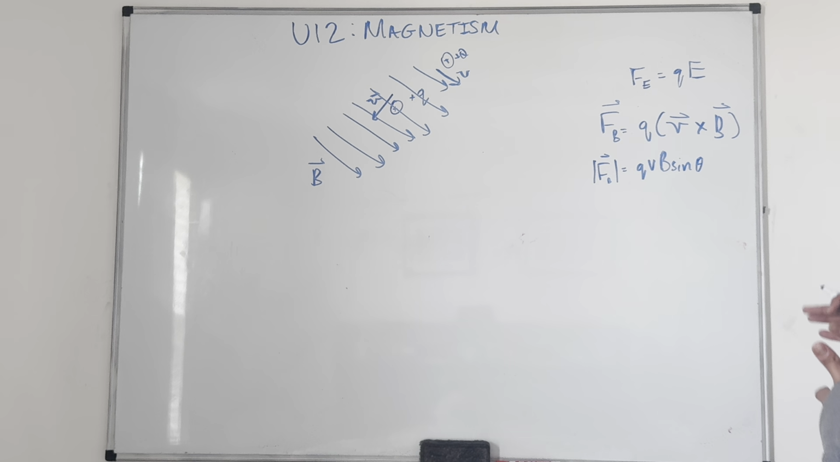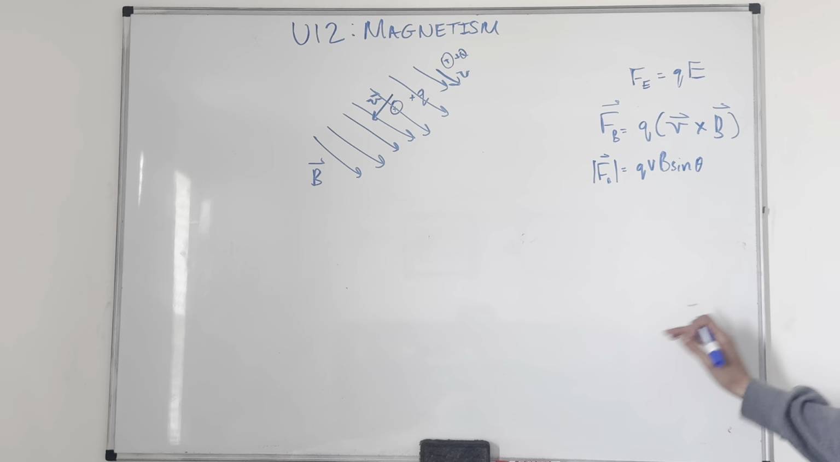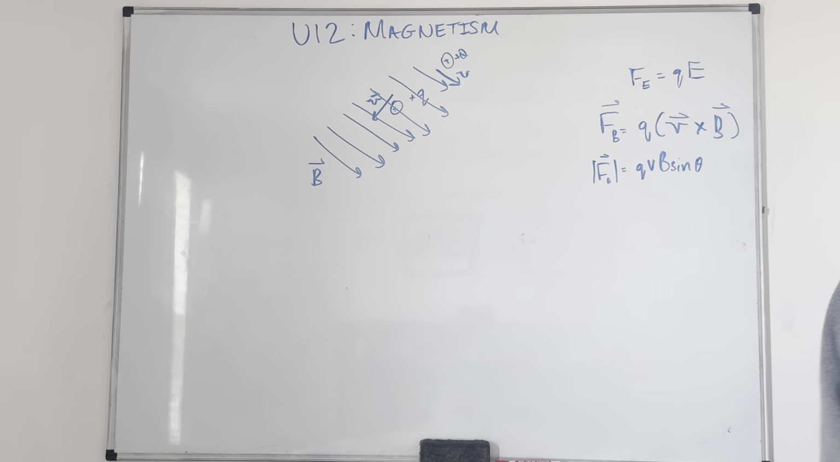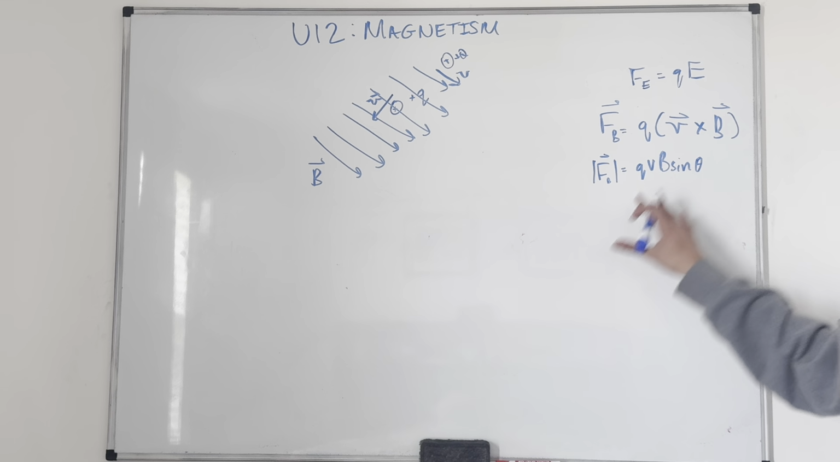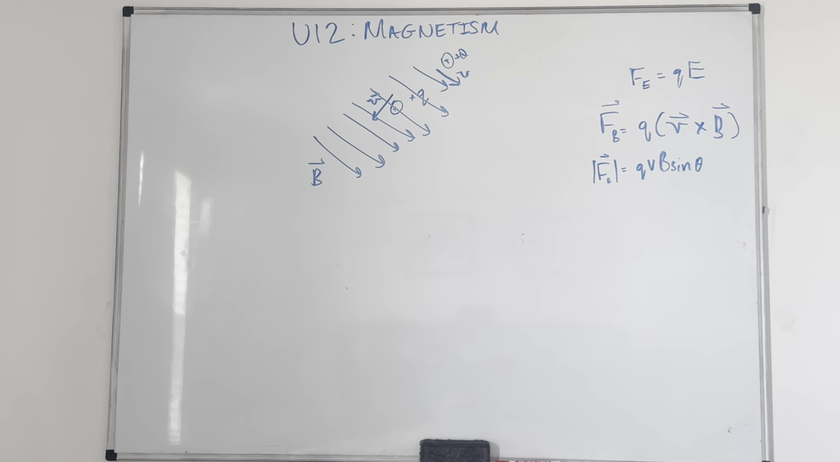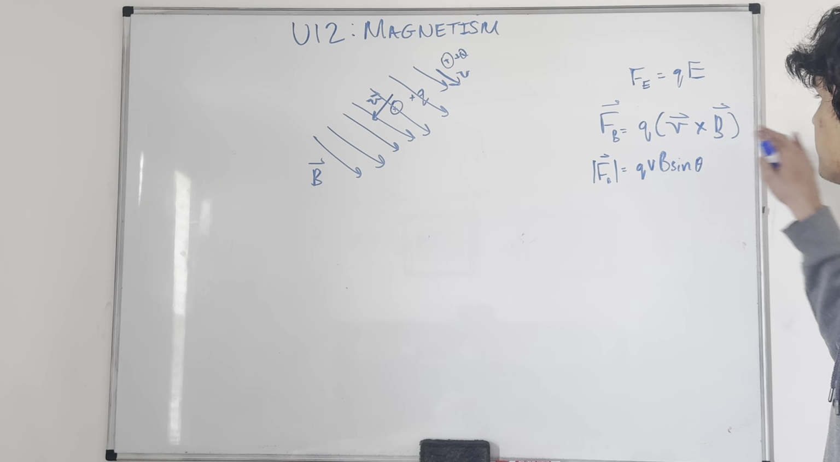So, if theta is 0, if the charge is moving parallel to the magnetic field, you won't get any force. If V is 0, you get no force. And obviously if the charge or magnetic field is 0, you also won't get any force. So this gives us the quantity, but remember, force is a vector, it has direction, and it's going to have the direction of the cross product of V cross B.